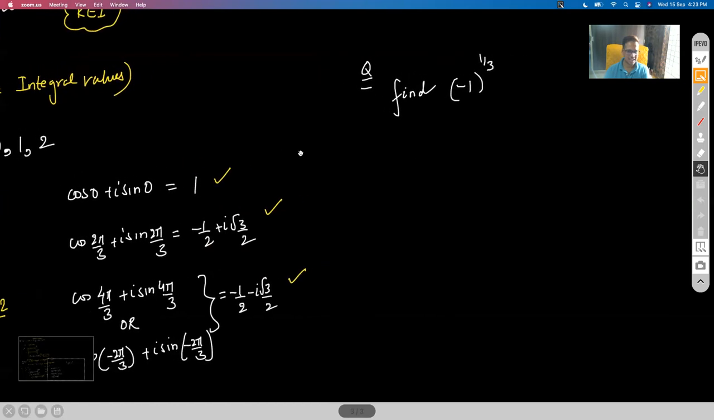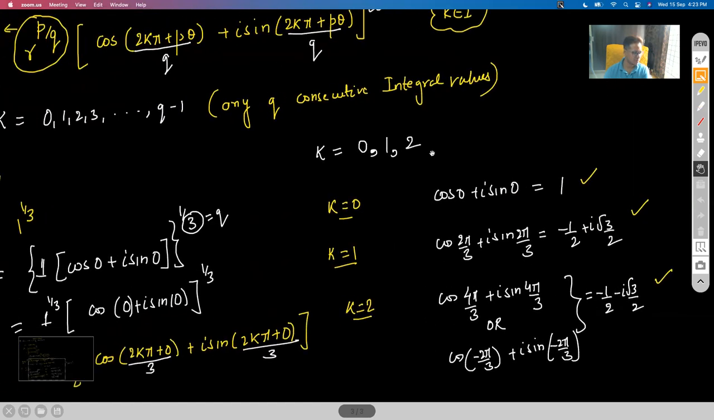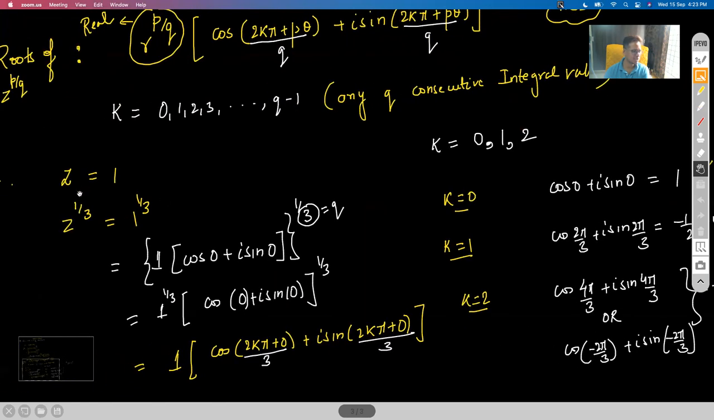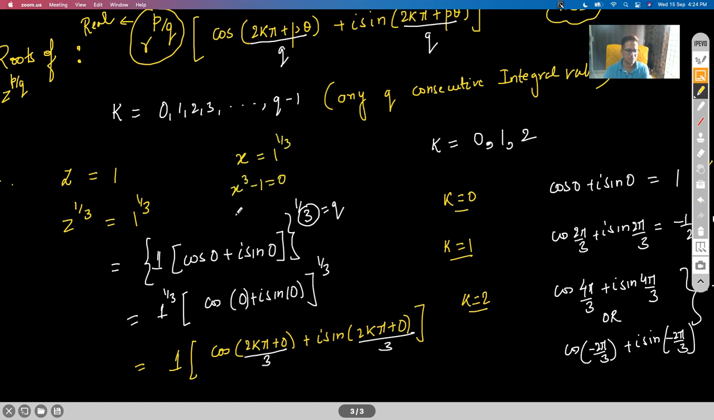See, when you have these kind of complex numbers, let's say z to the power 1/3, and you're trying to find out the complex roots of it. So basically, let's say I take a variable x, and x is one of the roots of it. That means you're trying to find out the roots of this equation, right? And in this equation, you'll see that there is no x square term, right?